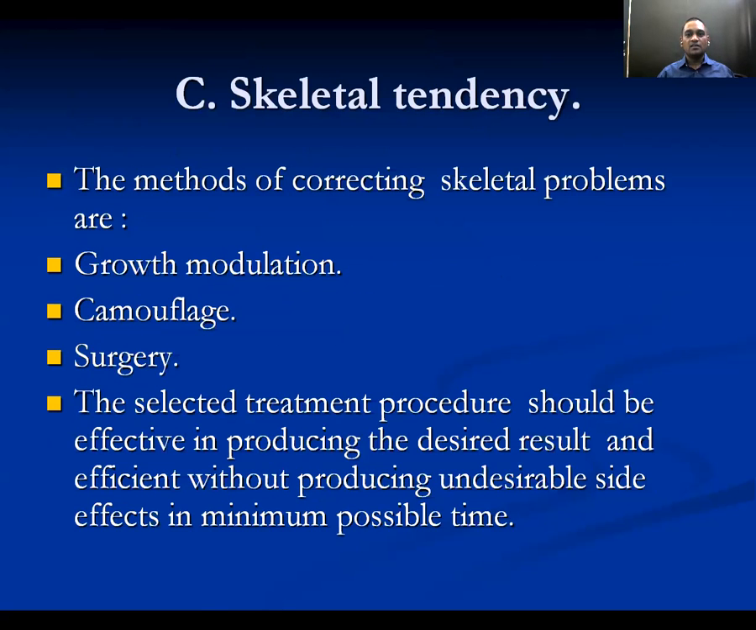In case of skeletal tendency, what can be done? The patient may have an excess mandible or deficient mandible, or an anteriorly placed maxilla or posteriorly placed maxilla. In that case, we can do growth modification, or sometimes if it is a mild case, it can be done with camouflage treatment. If the patient is an adult, then we can go for surgery. So there are different treatment options for different problems.